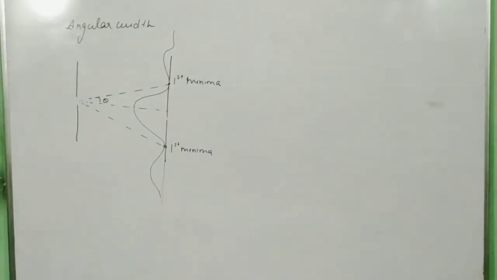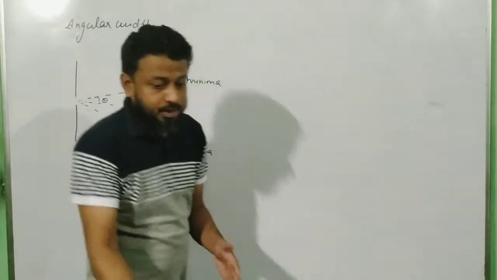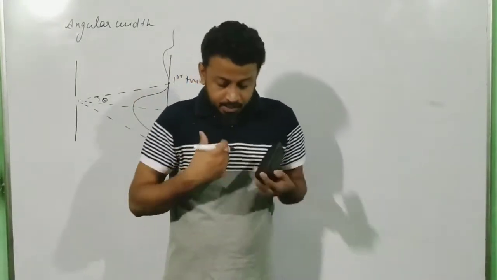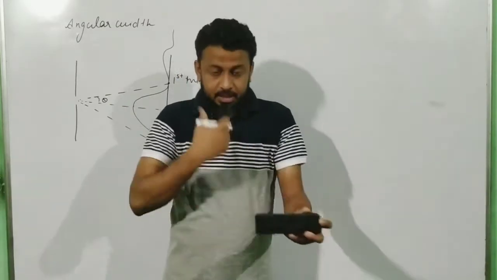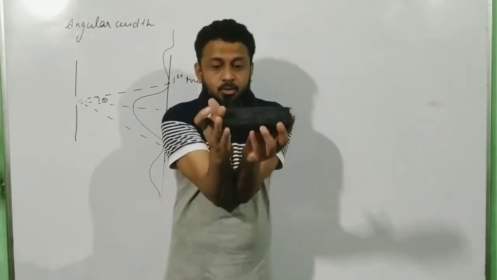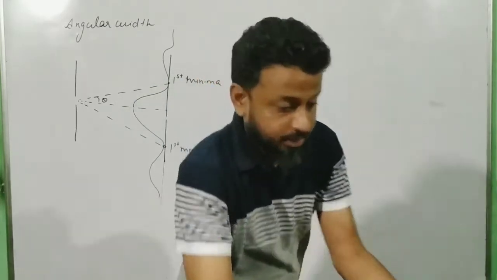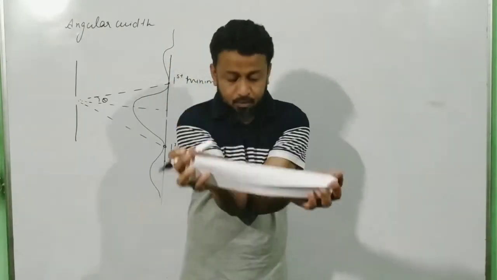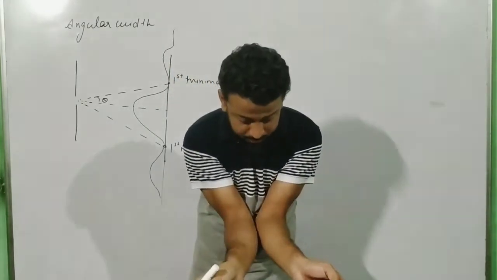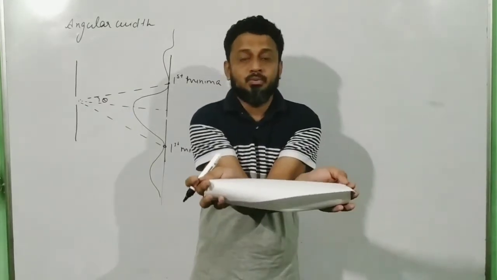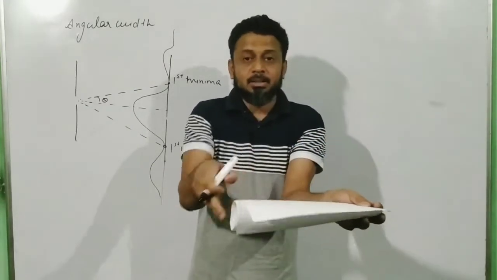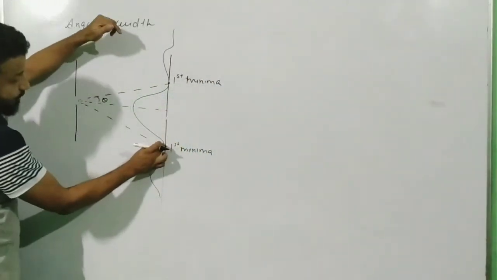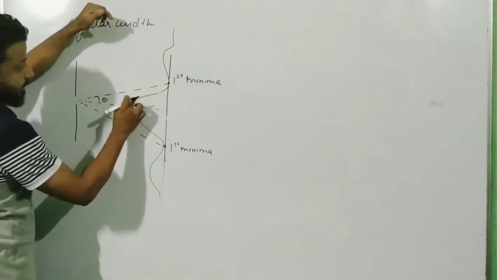Now what exactly is angular width? Suppose I consider this to be an object, just watch very carefully. Consider this to be an object over here, and I want to know how much angle it is subtending, keeping my body as the axis. If I have to hold something like this, then the angle made between my hands is called angular width. That means how much angle it is subtending. So over here, from here till here, this entire thing is my central maximum.